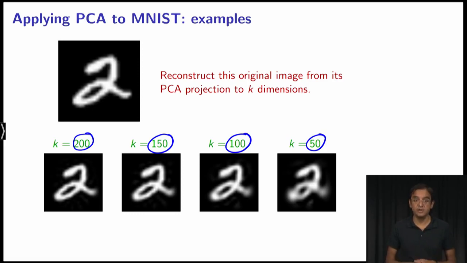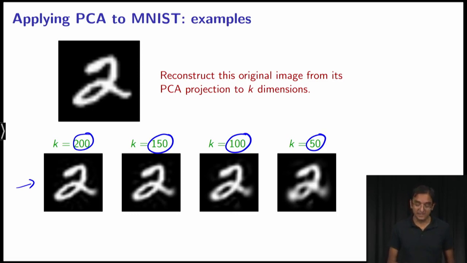So if we project to 200 dimensions, you get this one over here, and it looks just like the original. The one at 150 dimensions also looks just like the original. Once you get to 100 dimensions, there's a slight blurring that's setting in. And when you go down to 50 dimensions, it's slightly more blurred, but it's still obvious what digit it is. So even projecting down to 50 dimensions is retaining more than enough information, at least for a human to be able to classify this digit.